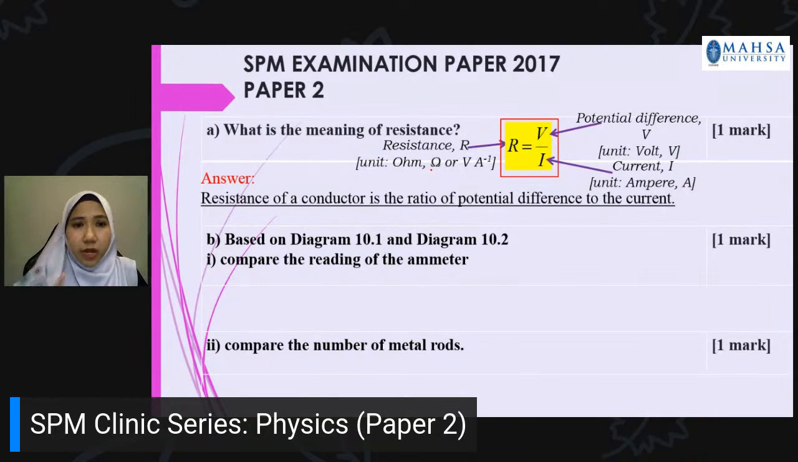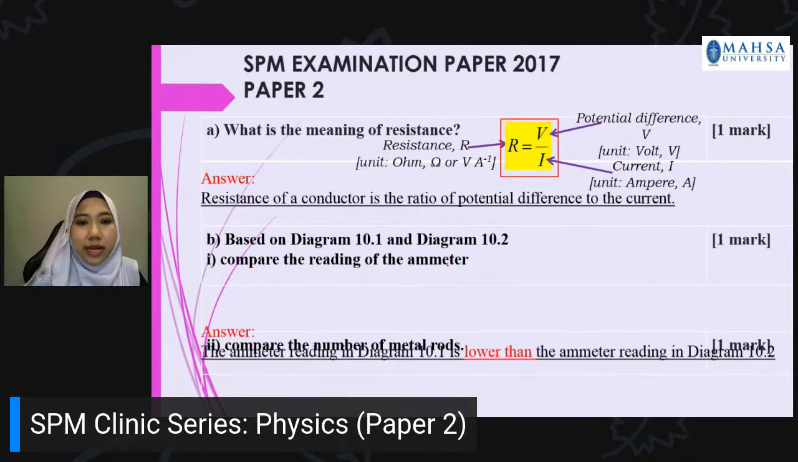Okay, 1 mark for the question. Next, question B, based on the diagram 10.1 and 10.2, compare the reading of the emitter. When talking about the emitter, what is the function? Again, it measures the current flow, by unit ampere, so it's related with the current. So what is the answer?